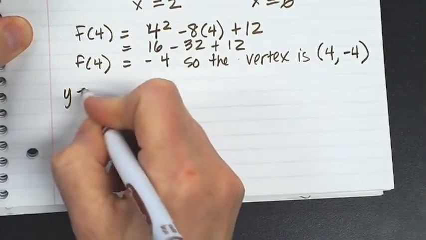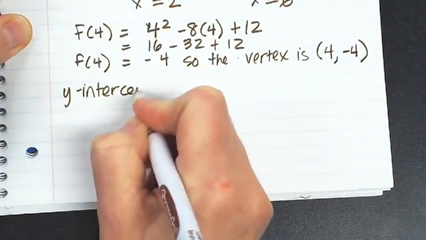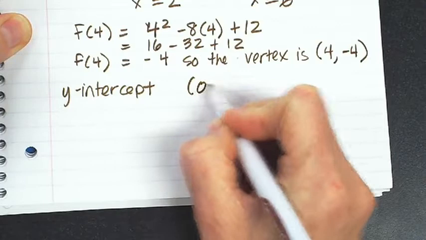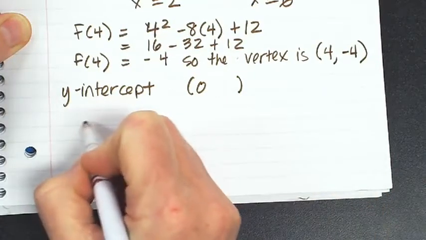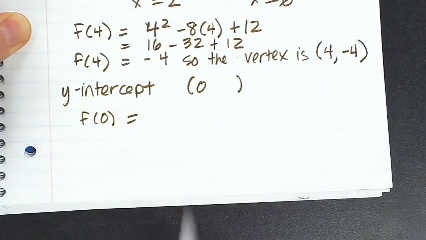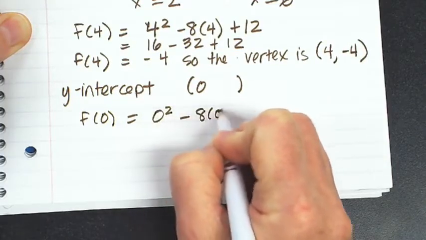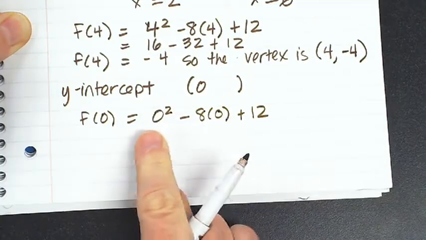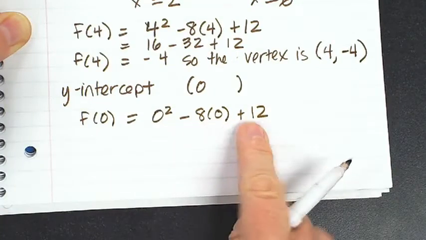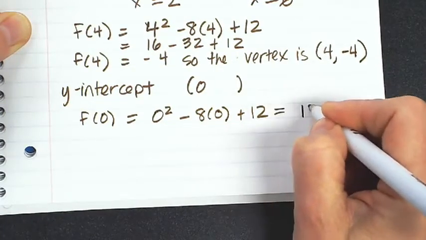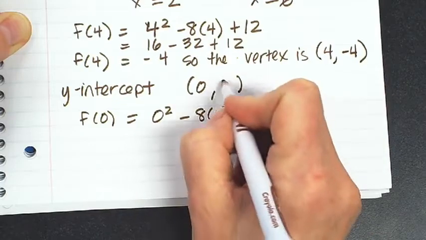So for the y-intercept, you're going to have a point 0, something. So I'm going to do f of 0, plug in 0 for x, which is going to give me 0 squared minus 8 times 0 plus 12, which would be 0 minus 0 plus 12, which would be 12. So then my y-intercept is 12.